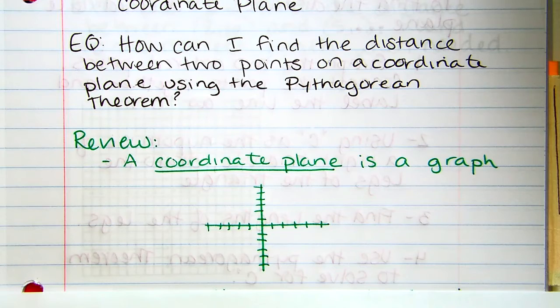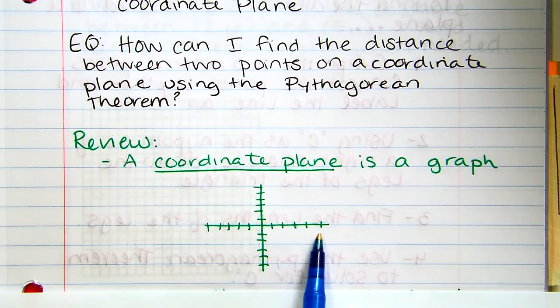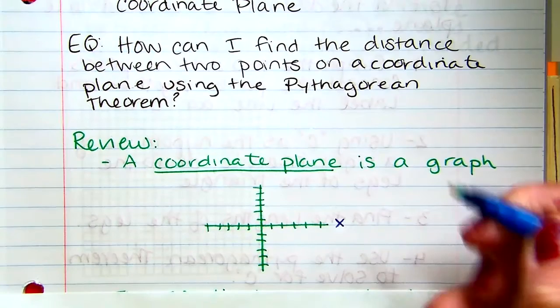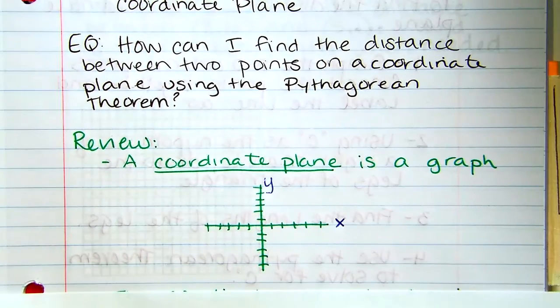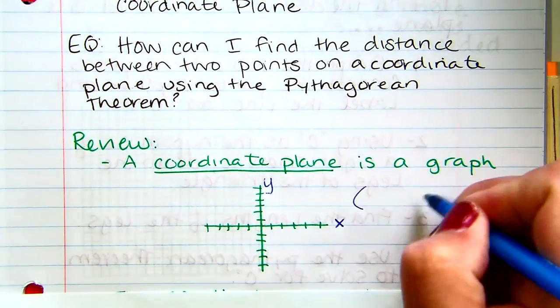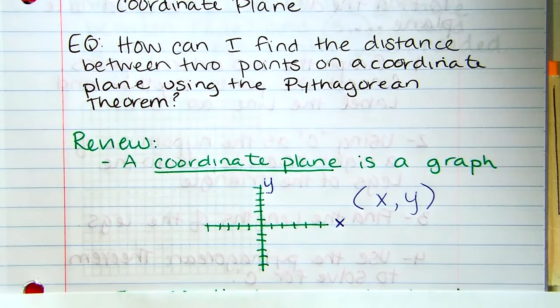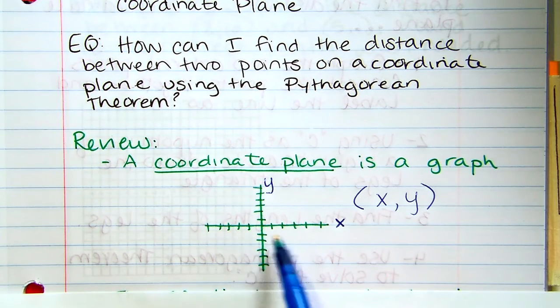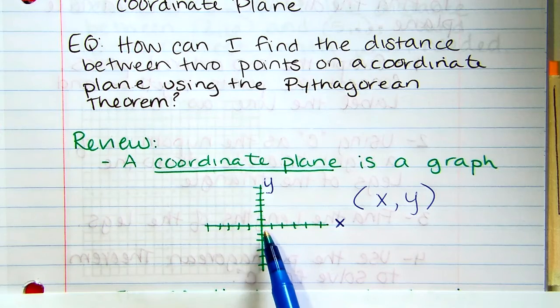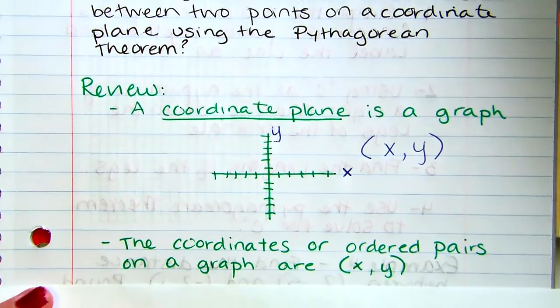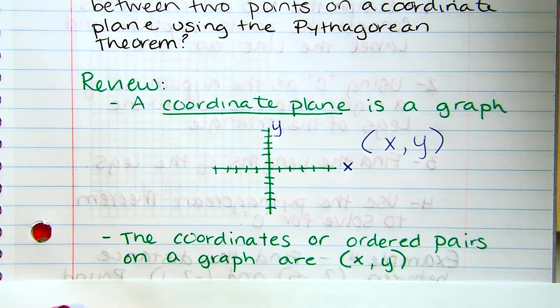On our graph, we have 2 lines, one horizontal, one vertical. Our horizontal line is our x line. Our vertical line is our y line. When we graph, we have an ordered pair, and that ordered pair is x, y. So we're always going to want to make sure that when we graph something, we find it on the x first, meaning we're going to go left or right first, and then we'll go up, down. And again, the coordinates or ordered pairs on a graph are in the format x, y.